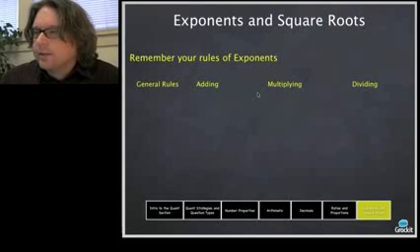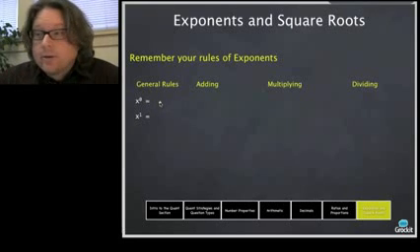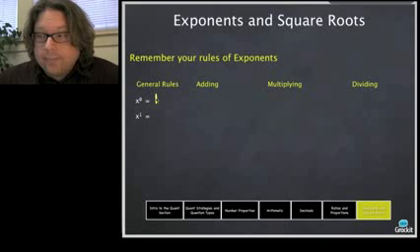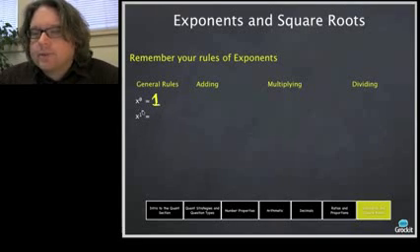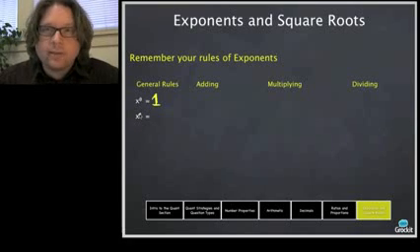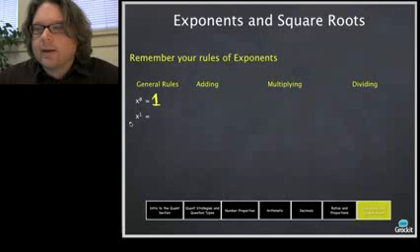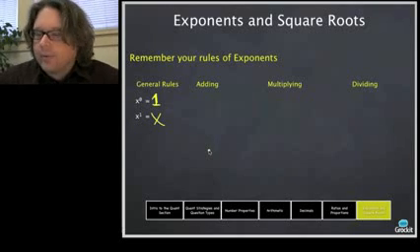So we have general rules. First off, anything to the 0 power is always going to be equal to 1, even 0 to the 0 power. Anything to the first power is just equal to itself. 2 to the first power is 2, 100 to the first power is 100, x to the first power is x. Those are relatively easy to remember.